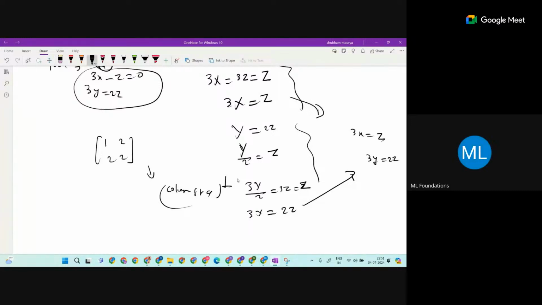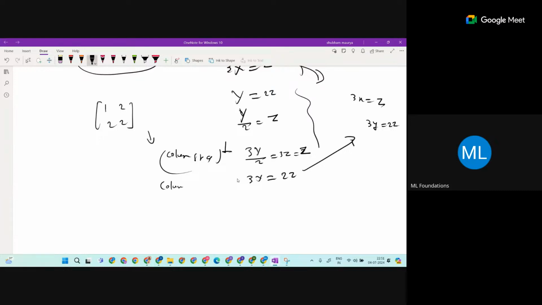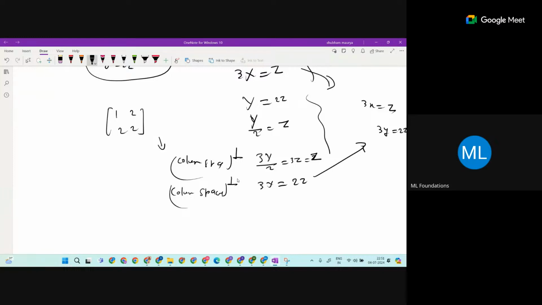Okay, so there is a relation between the column space and its orthogonal. This is going to be no issue. First find the column space. What is going to be the basis of the column space? The columns themselves are the basis. The basis of this column space is 1, 2 and 2, 2 itself.